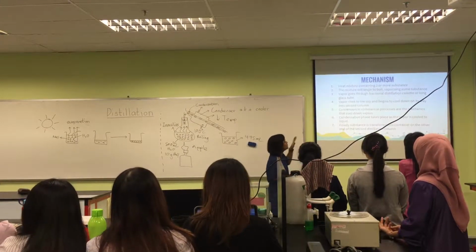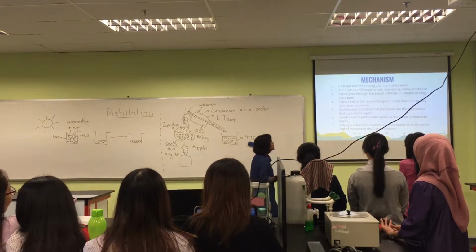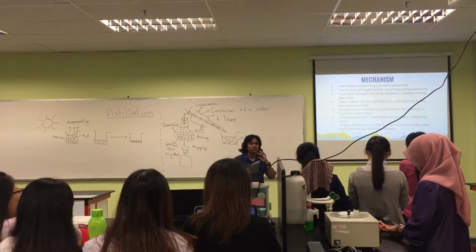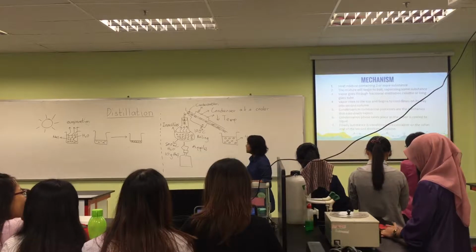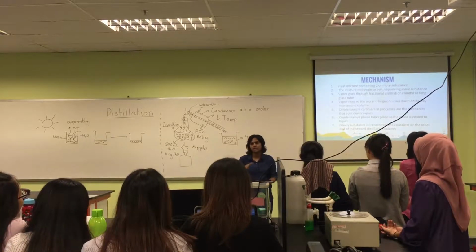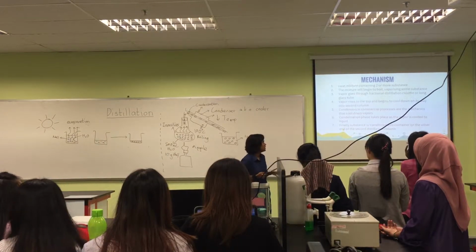As I said just now, first you heat the mixture of two or more substances. The mixture will begin to boil, vaporizing some of the substances. Of course, you cannot get the full amount, just like how Rahman was doing here. You put in 500 ml, you will not get 500 ml, you usually get less than that. That's how it usually works.